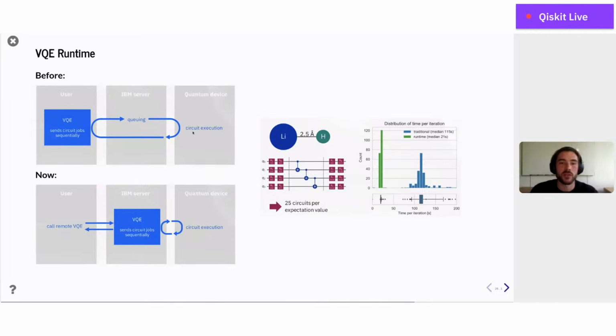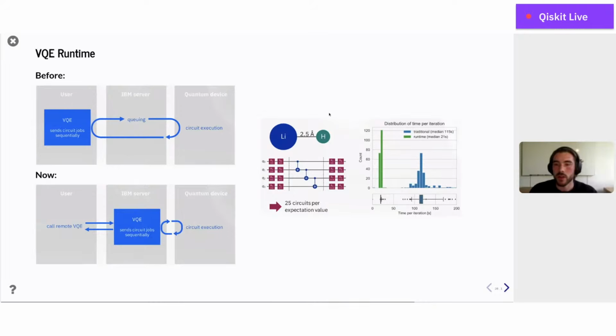And once the circuit execution ended, it would return the results to you, and then you may have to do that again. Today, with the VQE runtime, what you can do is you can actually call a remote VQE on the IBM server. And that allows us to greatly reduce the time that you queue, because you only queue once to start the VQE, and then the IBM server can quickly communicate with the quantum device directly, perform the circuit execution, and once it has finished, it will return the results to you.